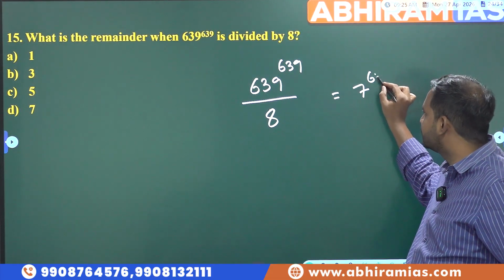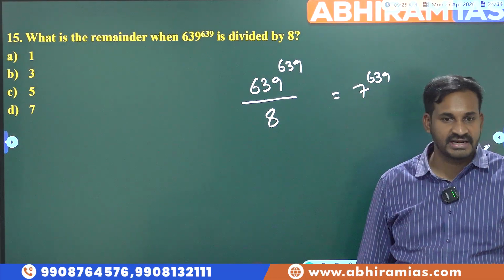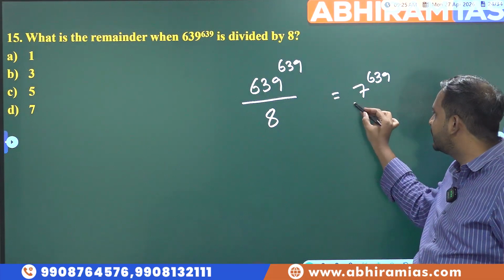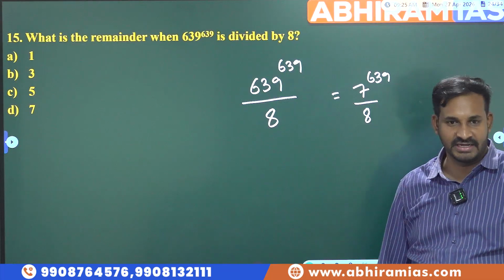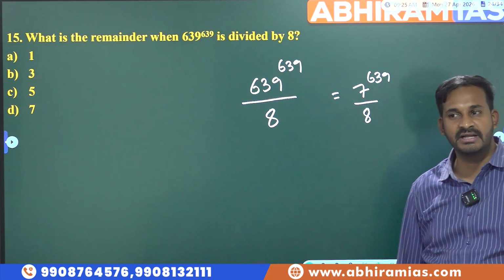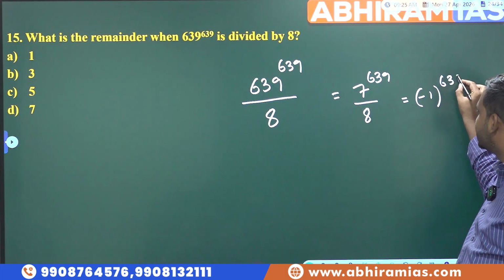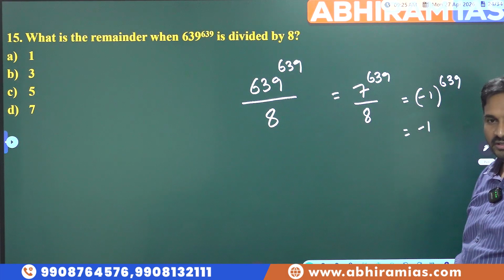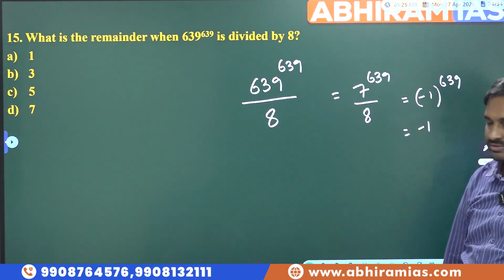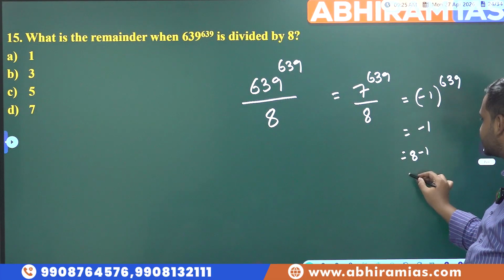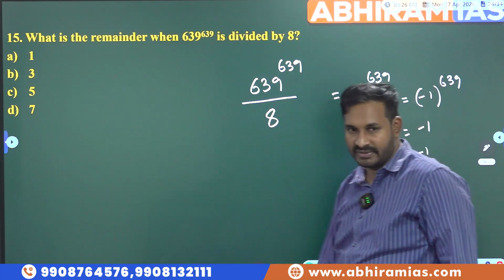7 power 639. 7 power 639 is greater than 8. So what you will do, once again divide it with 8. Now ఇప్పుడు మీకు -1 idea వస్తుంది. 7 by 8, what is the remainder? -1. -1 whole to the power of 639. So it will become what? -1. -1 మనం ఆన్సర్ రాస్తామా? రాయం. So what we will do? 8 minus 1 as 7. Directly you will get 7.